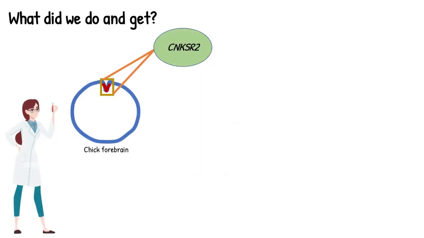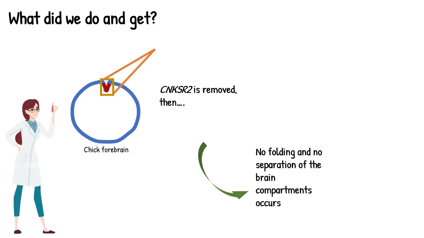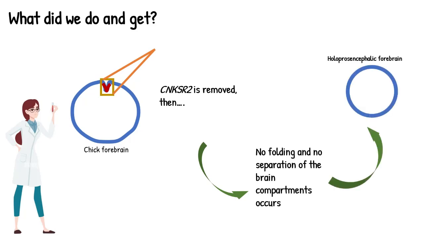To answer that, we removed CNKSR2 from the inward folded region of the brain by a technique known as RNA interference, where the RNA formed from the DNA is destroyed. When we did this, we found no folding at the brain top as well as no hemisphere formation. This led to an abnormal brain similar to holoprosencephaly. But the question is, why should removal of CNKSR2 do this?